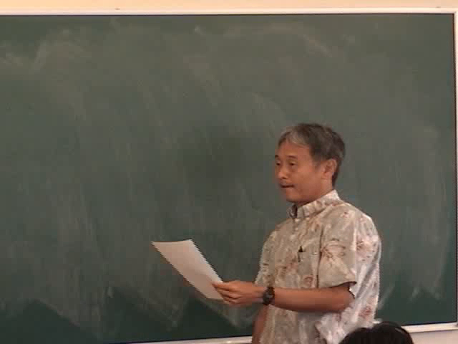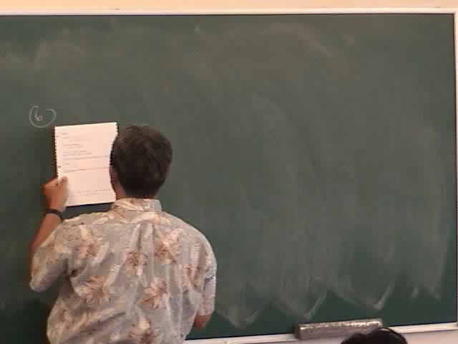Okay, next. 6. Oh, so everybody could do 5 now. You guys are good. Okay, 6. Write a rational function with asymptotes, and passes through the given points.